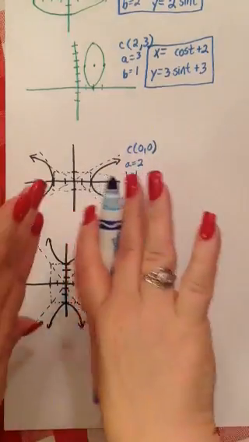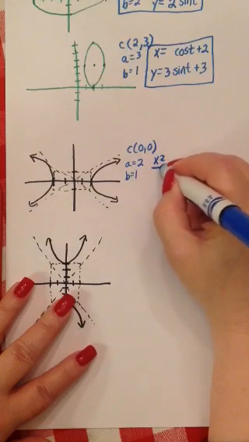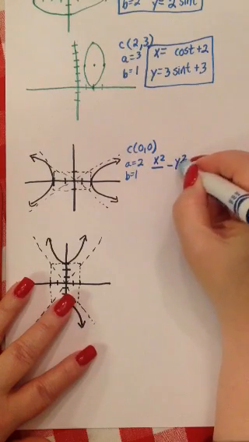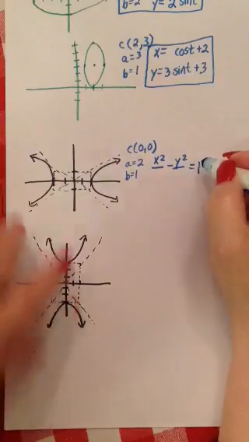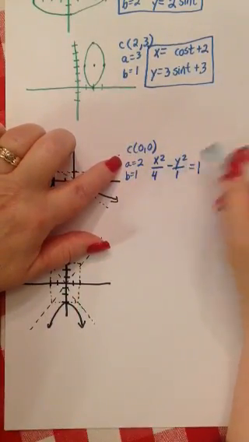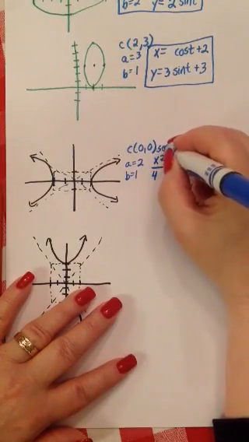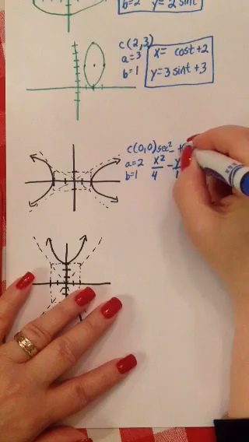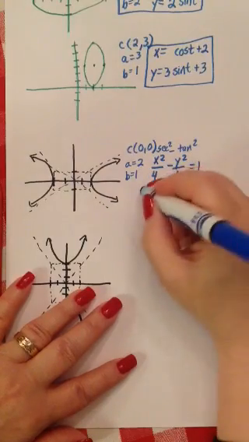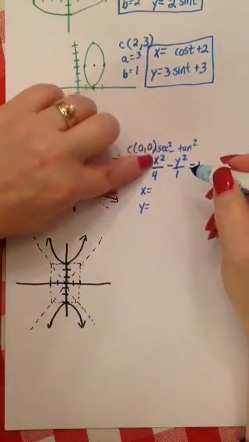Since it opens horizontally, x goes first, so you'd say x squared over something minus y squared over something is equal to 1. It always goes a squared, b squared, so this would be 4 and this would be 1. Then to write it in parametric equations, I always write secant squared minus tangent squared on the top. And so then you go x equals, y equals.